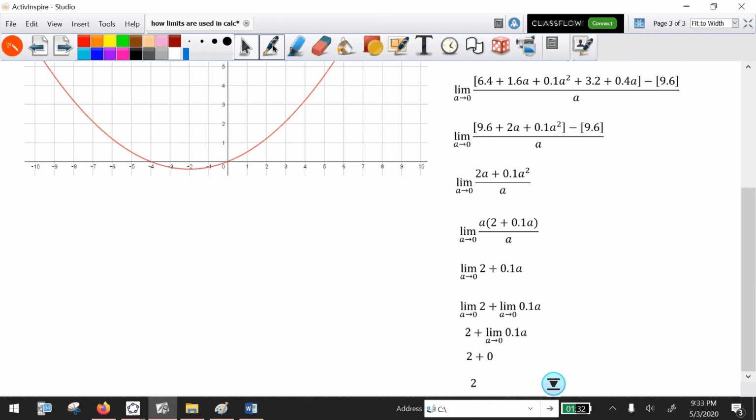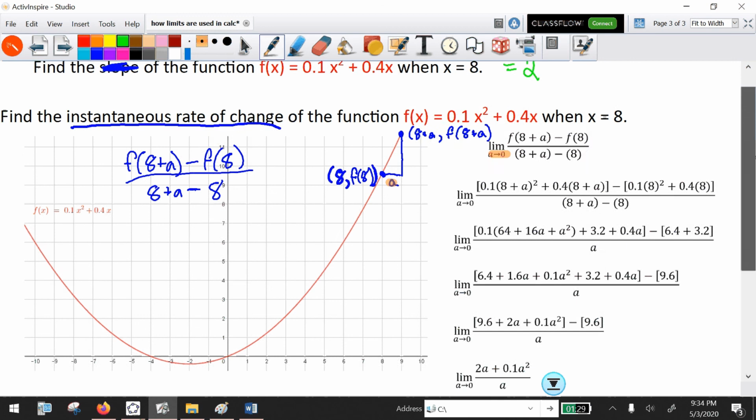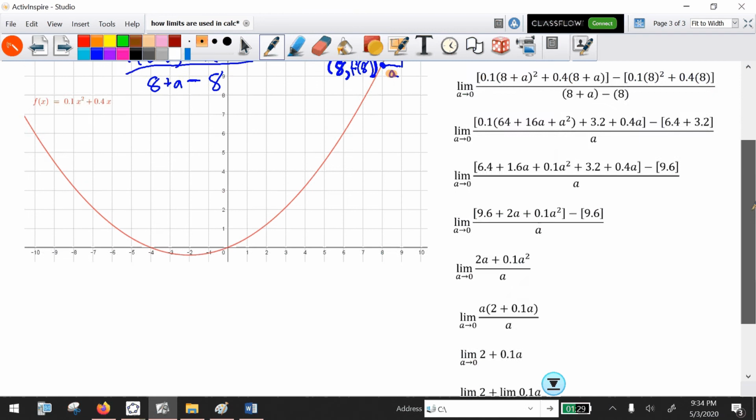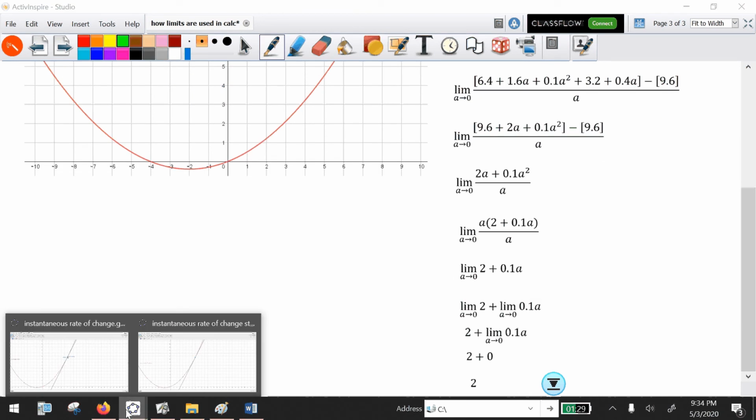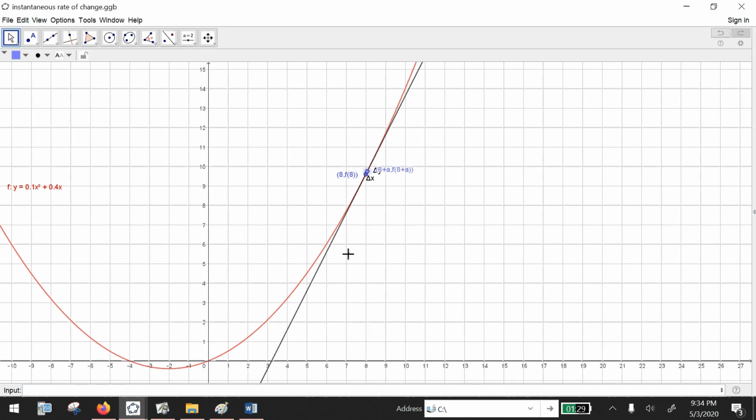So what we can say is that the instantaneous rate of change of this function when x is equal to 8 is equal to 2. So the rate of change of the function for x equal to 8 is equal to 2. And you can actually kind of verify that by looking at this diagram here. Or rather this one. I made my triangle get smaller and smaller. This line's approaching that tangent line, the instantaneous rate of change of the function when x is equal to 8.